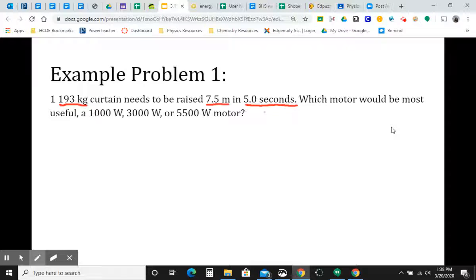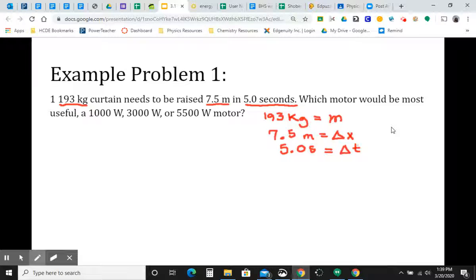So we got 193 kilograms. Well, what kind of number is that? Is that a mass, velocity, acceleration? What are we talking about? So that's our mass, so I'll put an M there. Next up, we have 7.5 meters. Well, what kind of information is meters? All right, that's a distance or a change in position, so I'll put delta x there. Then we have 5.0 seconds. Well, what kind of information is that? Is that another distance? Is that a force? What are we talking about? Okay, that is a delta t.